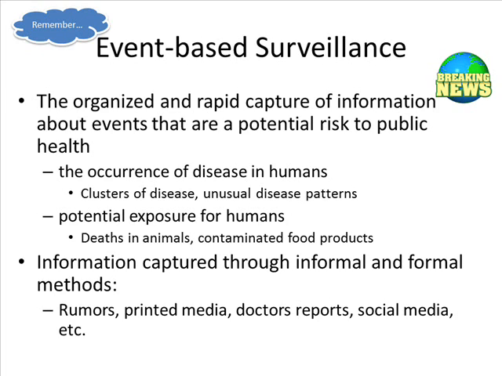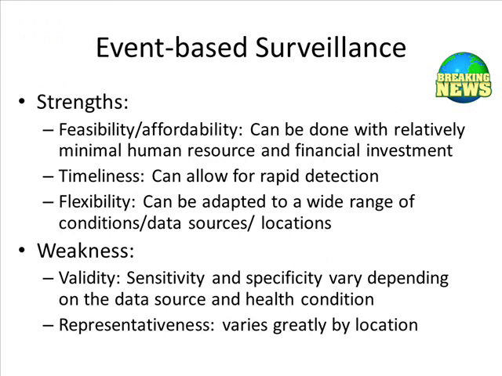Slide 35. Some tips about event-based surveillance. Surveillance has an organized and rapid capture of information about events that are a potential risk to public health. Information is captured through informal and formal methods. Slide 36. Event-based surveillance is feasible, timely, and flexible. Its weaknesses are variable validity and representativeness.